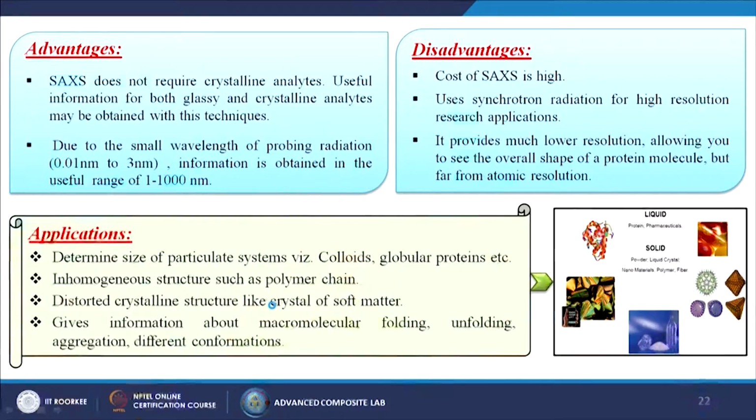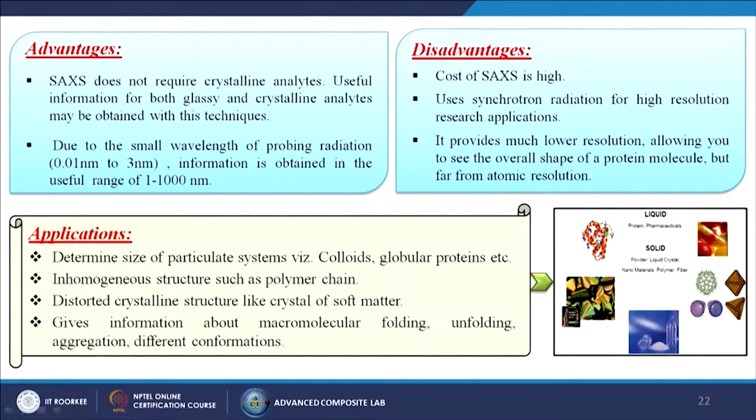What are the advantages? SAXS does not require crystalline analytes. Useful information for both glassy and crystalline analytes may be obtained with this technique. Due to the small wavelength of the probing radiation, that is 0.01 nanometer to 3 nanometers, information is obtained in the useful range of 1 to 1000 nanometers.